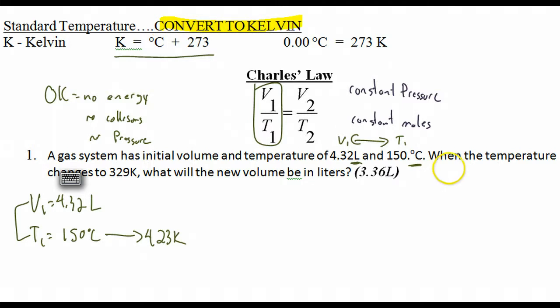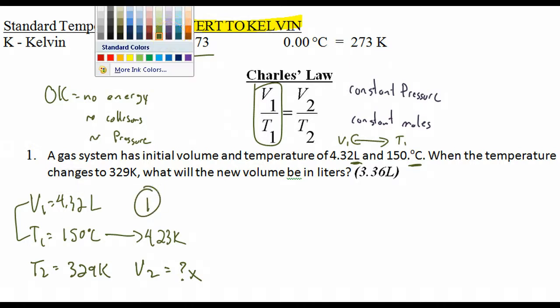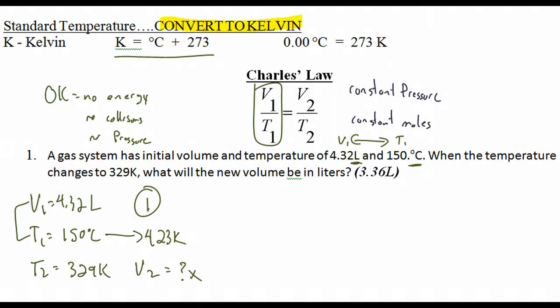Now I'm going to read the rest of the question. When the temperature changes to 329, so I have a new temperature, 329 Kelvin, what is my new volume going to be? So that's my unknown, that's my X. So the first step I call take an inventory, and then I'm going to do the second step, which is the algebra. V1 over T1 equals V2 over T2. We need to isolate V2 as best we can.